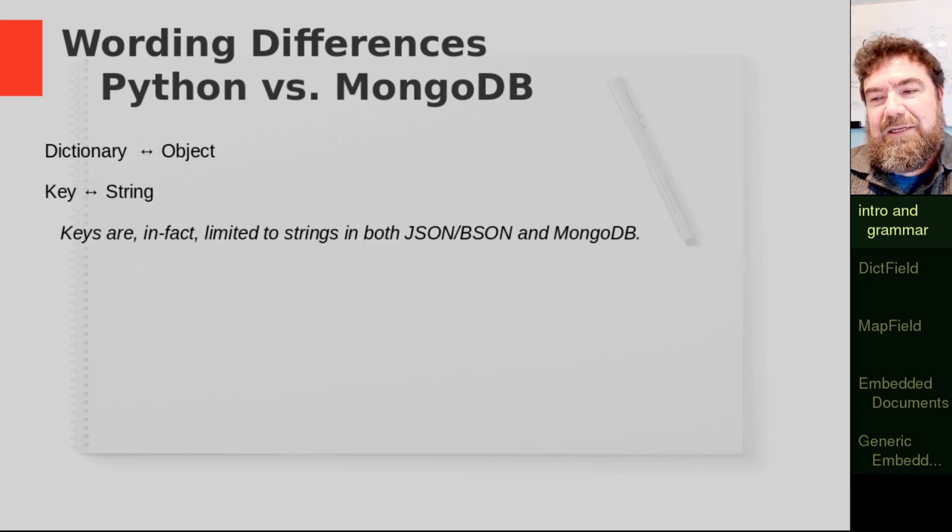Now the keys in MongoDB are known as strings, which is actually a pretty decent name because keys in MongoDB are limited to strings. You can't use, say, an integer or a floating point value like you can in Python in an object in MongoDB.